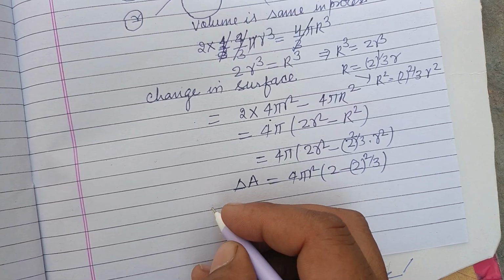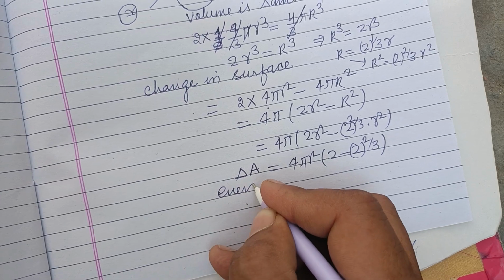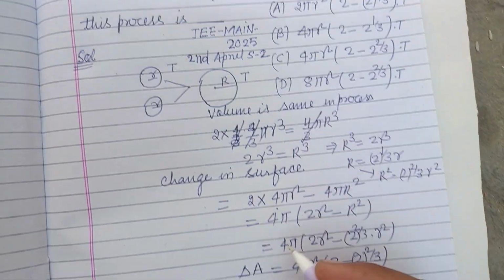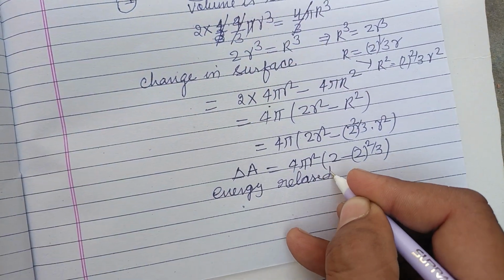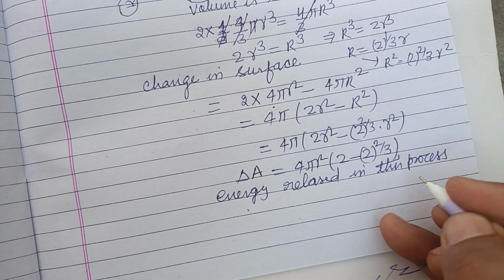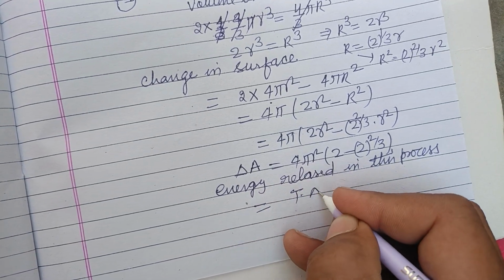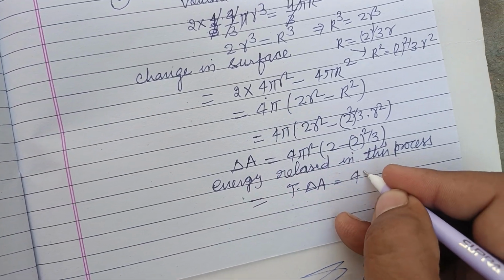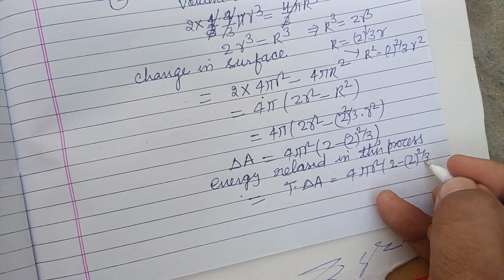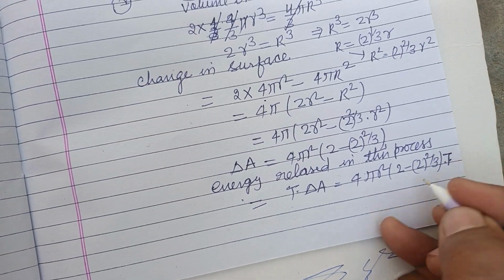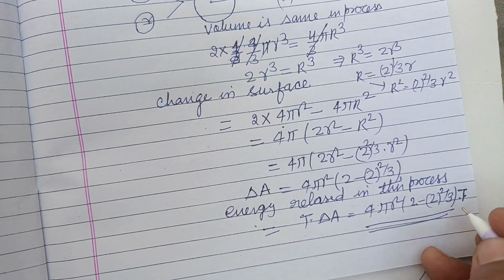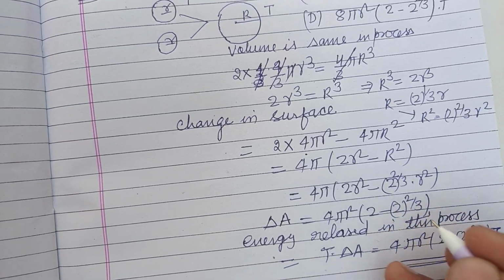Now work done or energy released. Energy released in this process equals T into delta A. So T into delta A is 4 pi r square [2 minus 2 to the power 2 by 3] into T. So T is the surface tension. So this is the energy released when two small drops collapse into each other to form a bigger drop.